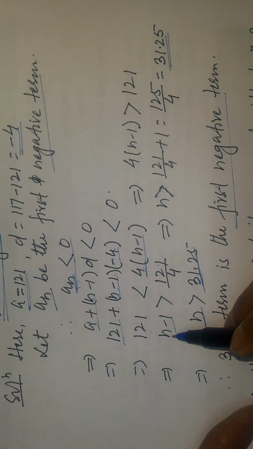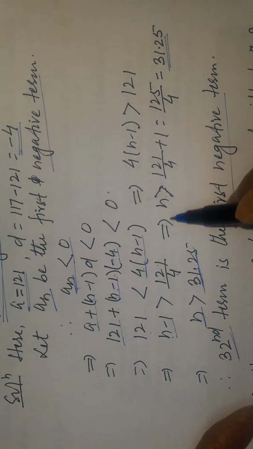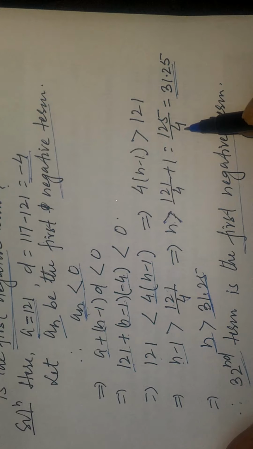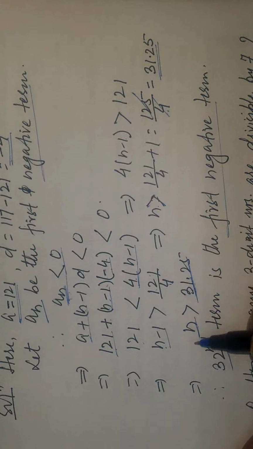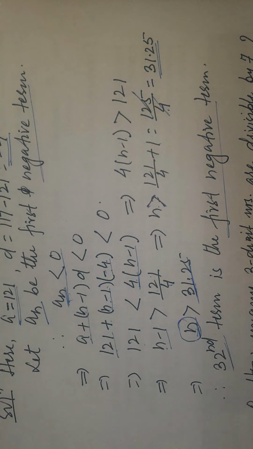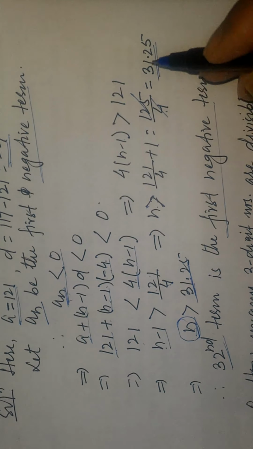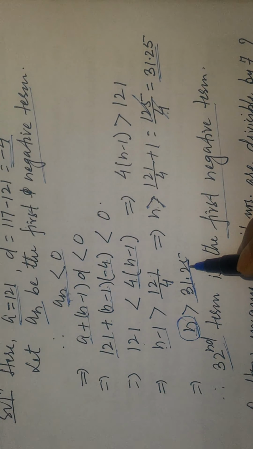So divide by 4 on both the sides. n minus 1 is greater than 121 by 4. So n is greater than 121 by 4 plus 1. It gives you 125 by 4. And when you divide, it is giving you 31.25. Now here again, n is what? Number of terms. And we know it has to be a positive integer or a natural number. It cannot be a fraction. So now here we have got n greater than 31.25. So greater than 31.25, the number is 32.